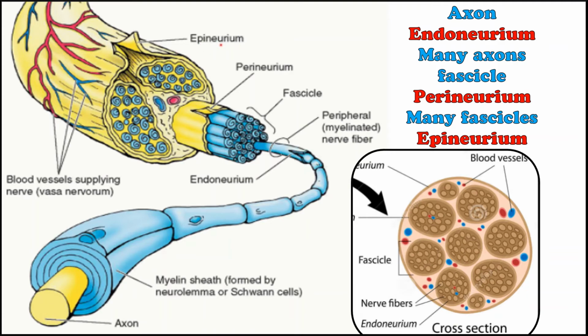So students, to understand this clearly, let us revise again. The nerve is covered by epineurium. It encloses many fasciculi. Each fascicle is covered by perineurium. This fascicle contains many axons which are covered by endoneurium. So students, I hope you're understanding the section of a nerve.